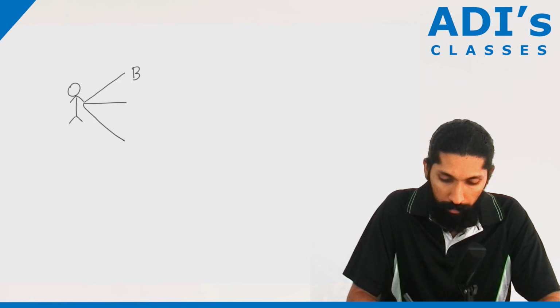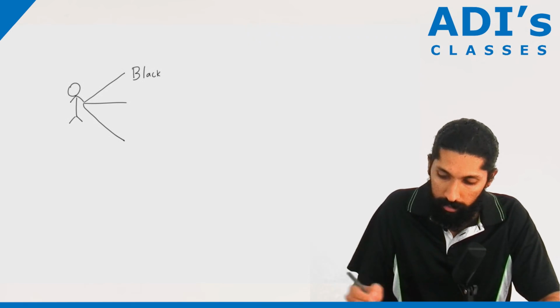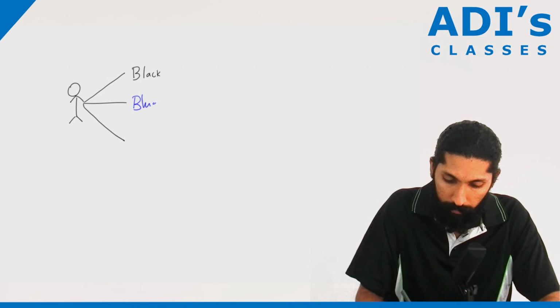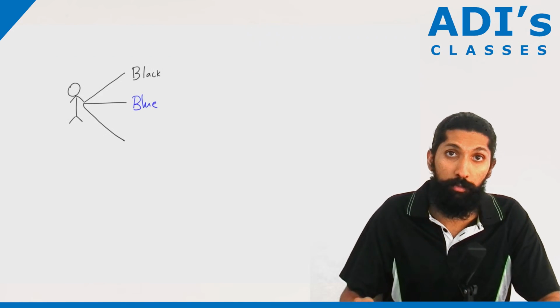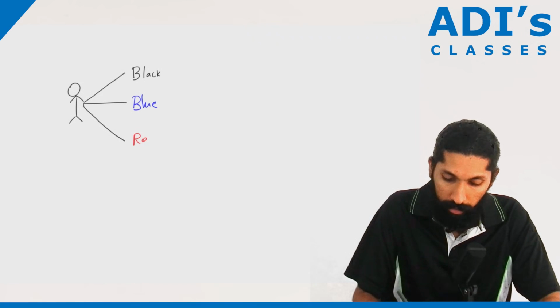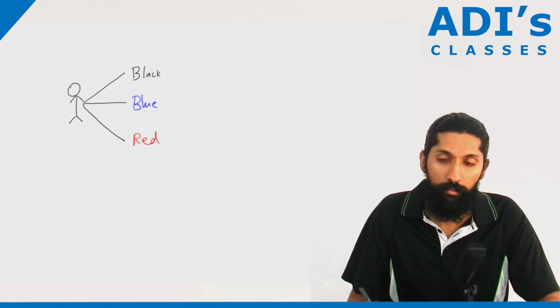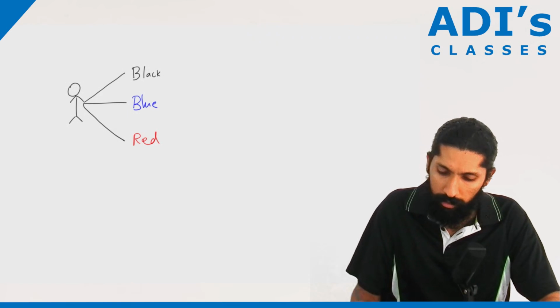Say the first one is a black shirt. Then say the next one is a blue shirt. Very nice blue shirt you have. And the next one is, say, a red shirt. You have three shirts with you. You got a nice shirt.